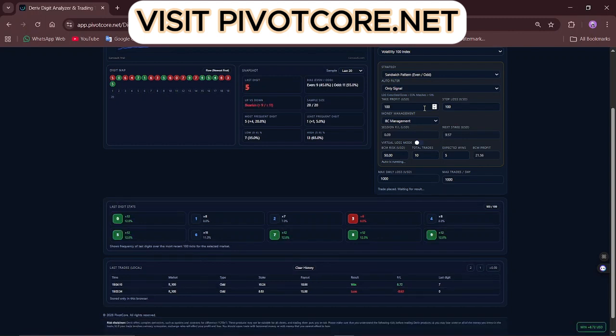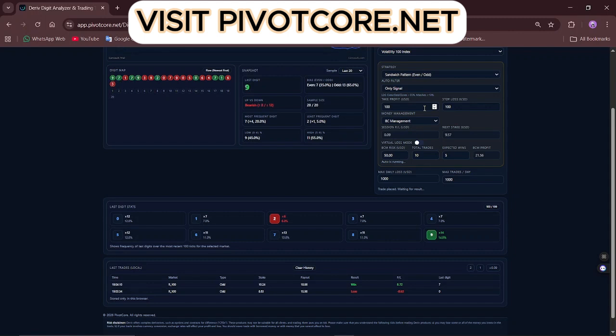All right, the bot is active. You can see the trades executing in real time. We are aiming for a 50% win rate over 10 trades today. Notice how the bot reacts to the digit flow. Even odd trading is all about statistics, and PivotCore analyzes these patterns faster than any human could. If you've ever felt the stress of manual trading, seeing this automation in action is a huge relief.